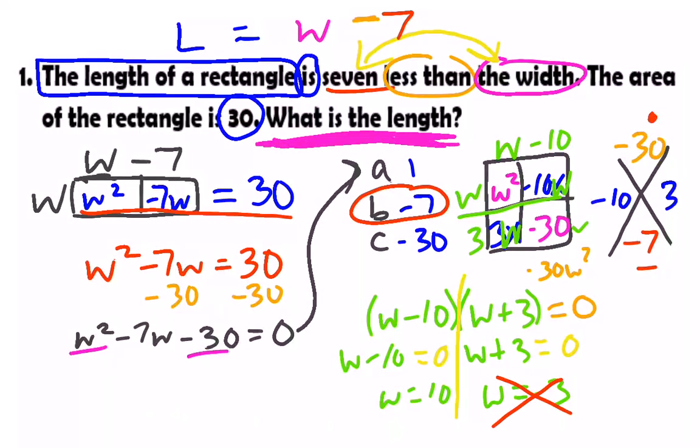So if the width is 10, that means I can find my length a couple ways. I can plug it into my original equation, length equals width minus 7. So length equals 10 minus 7, which is 3. Or I can think that my area is 30, so if my width is 10, that means my length is 3. Any way you want to do that, that's fine.